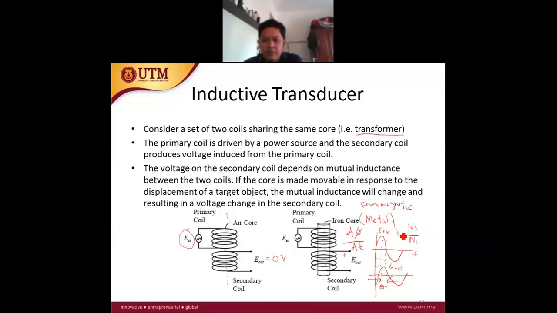So basically E out will be proportional to the ratio of the secondary to the primary, E out over EX, but negative due to the phase shift. This is due to the mutual inductance. The change results in a voltage change in the secondary coil, in terms of the magnitude value and also the phase shift.